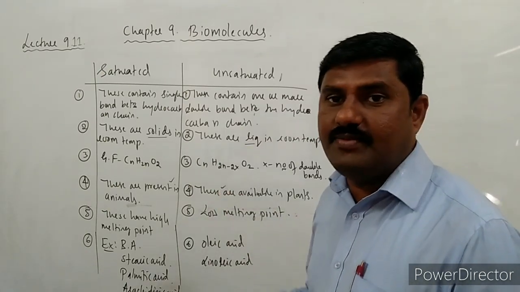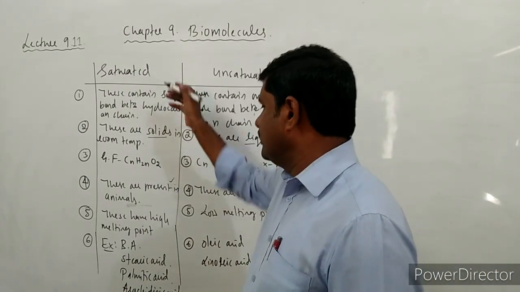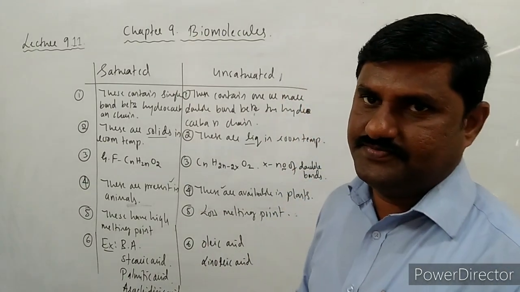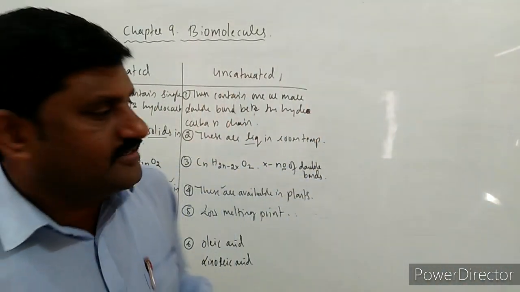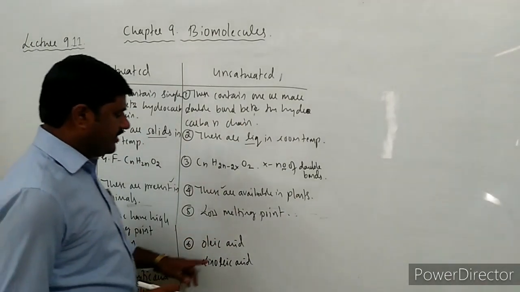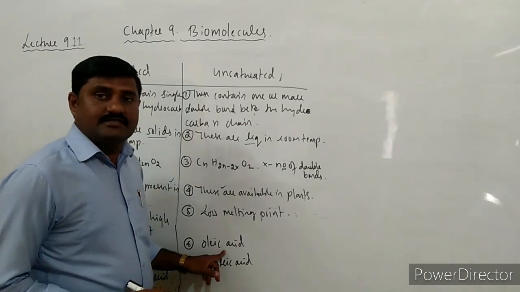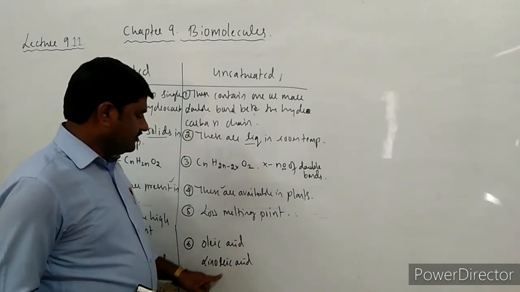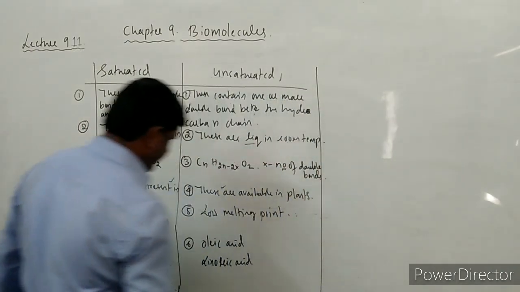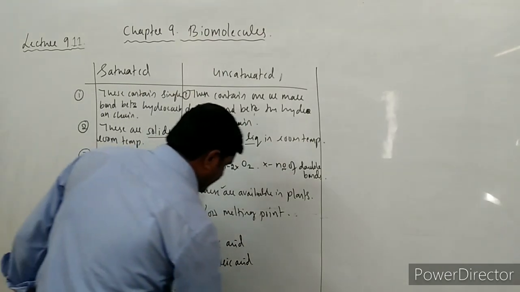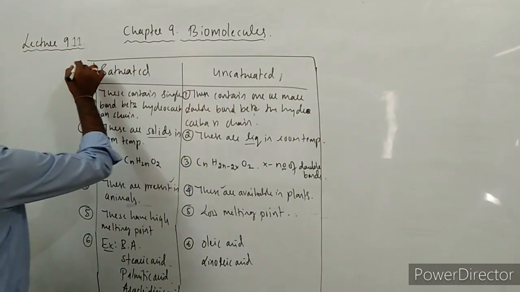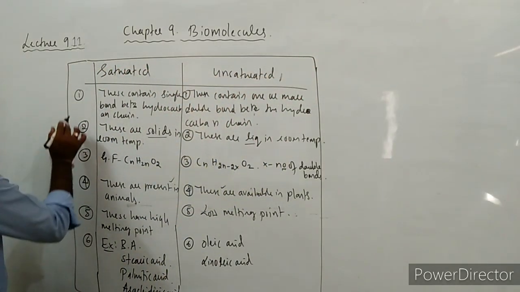Saturated ones have a high melting point, and unsaturated ones have a low melting point. Apart from this, the best examples are butyric acid, stearic acid, palmitic acid and arachidonic acid for saturated ones, and oleic acid and linoleic acid for unsaturated ones. So this is the major difference between these two types of fatty acids.